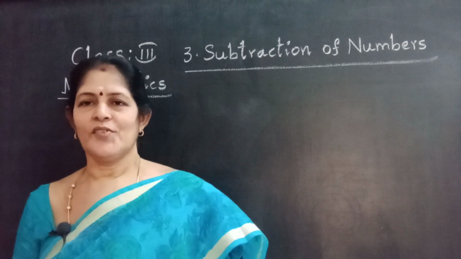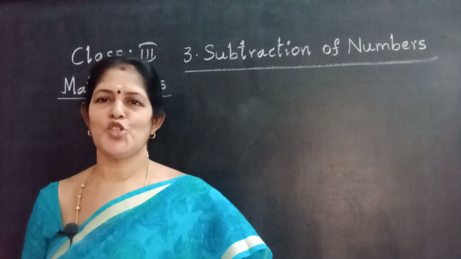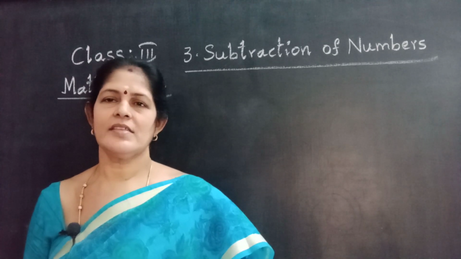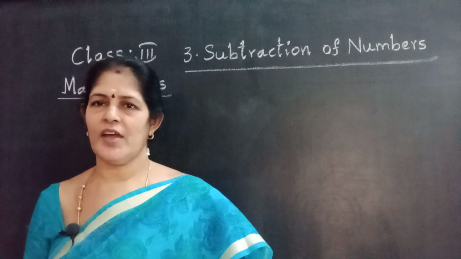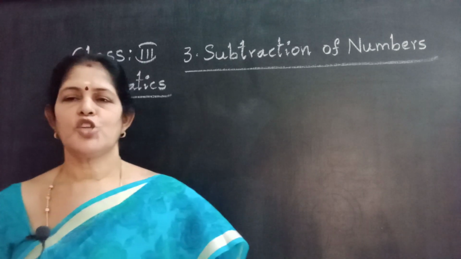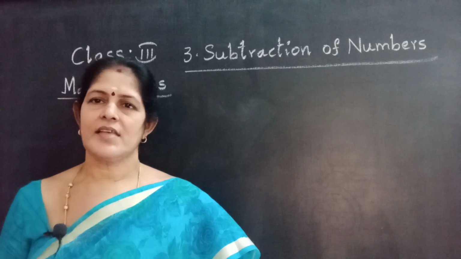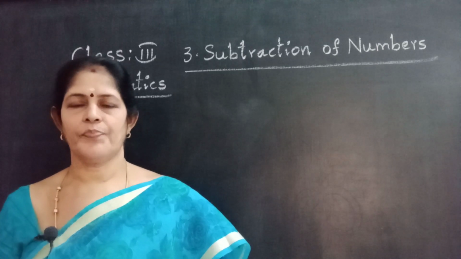We have completed 2 chapters. Chapter 1, numbers up to 10,000. Chapter 2, addition of numbers. Now, chapter 3, subtraction of numbers. What is that? Subtraction of numbers.